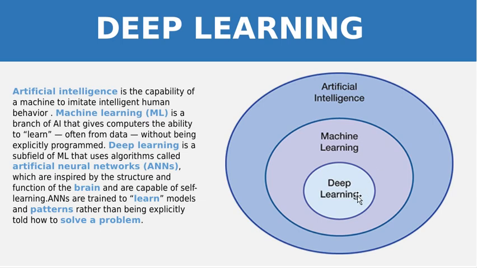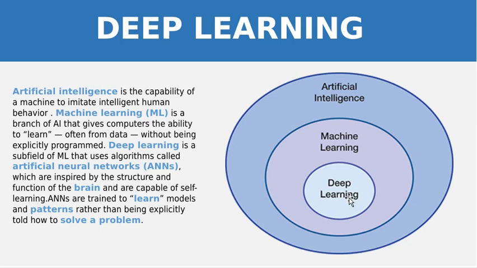Now deep learning is the subtype of machine learning. Remember here, artificial intelligence is the main concept, then the sub layer, or you can say the sub concept, is machine learning, and deep learning is the sub concept of machine learning. Now what is deep learning? Deep learning is basically using the concept of artificial neural network.